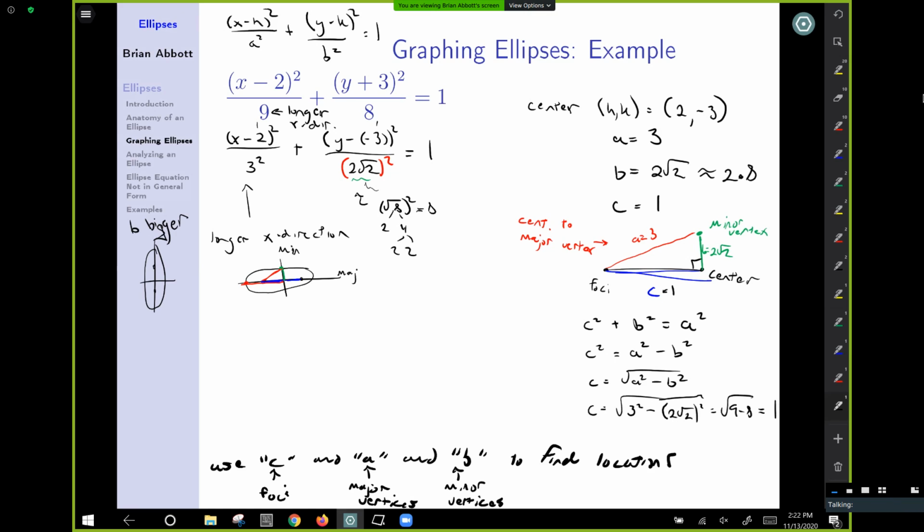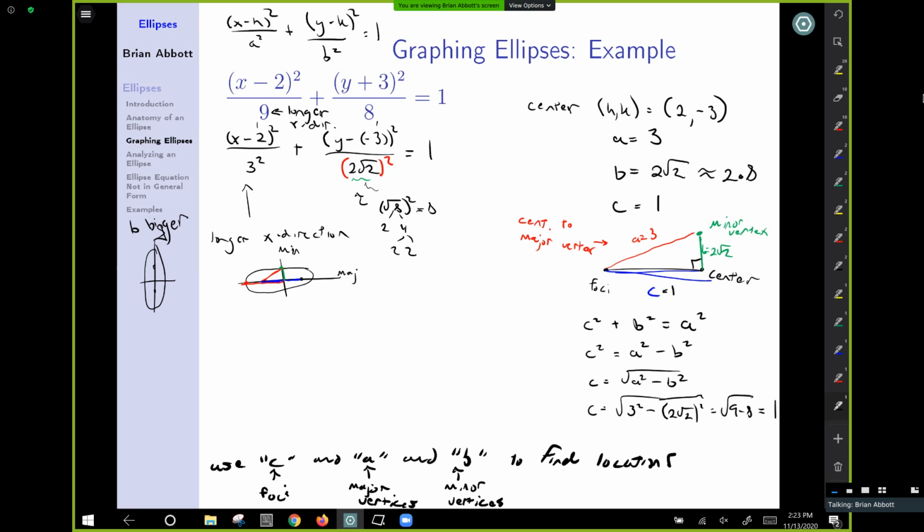Now towards that end, let's graph this thing. We've got A, B, and C, all the important values we need to know, in addition to the center, in order to graph our ellipse. I keep stumbling on ellipse. I want to call it vertex for some reason. Definitely not the right word.